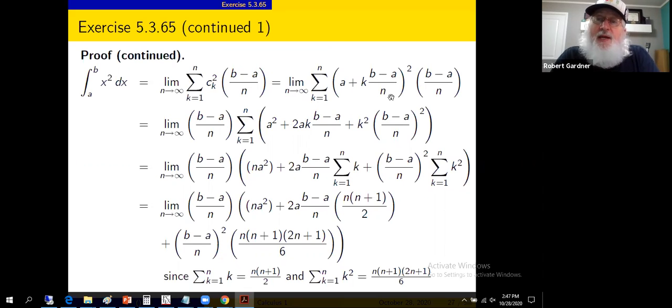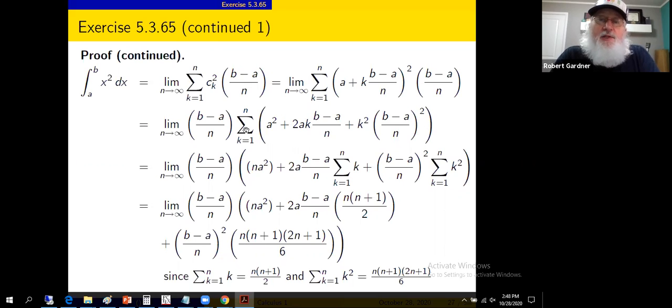summation. This thing squared: first squared, a squared; twice the product, 2ak times this quotient; plus the second one squared, last squared, k squared times (b minus a) over n, squared. So we've taken care of the algebra and the squaring.